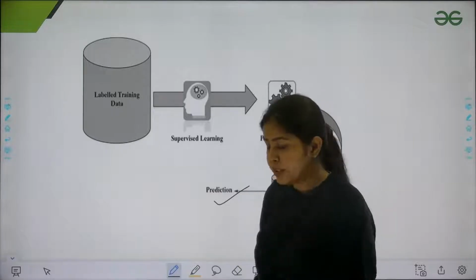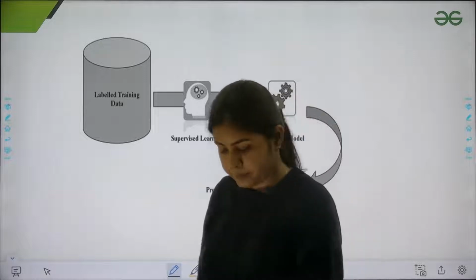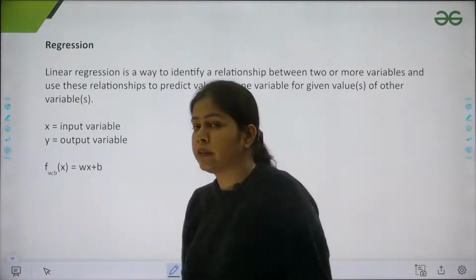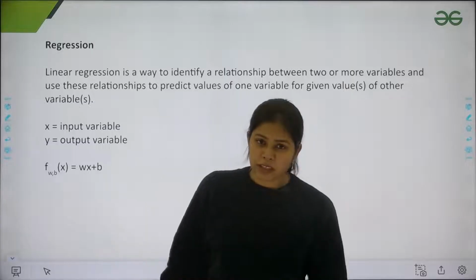Okay, I hope it is clear. Now let's move further. Regression, right? So regression, we already have discussed what is happening in regression.